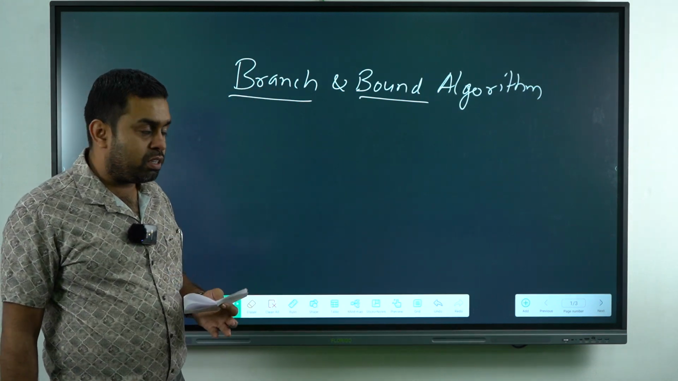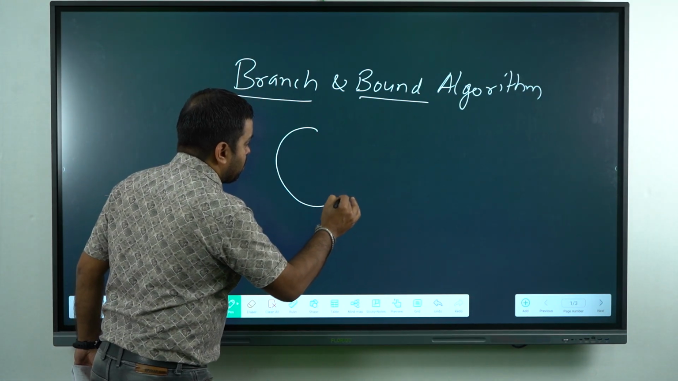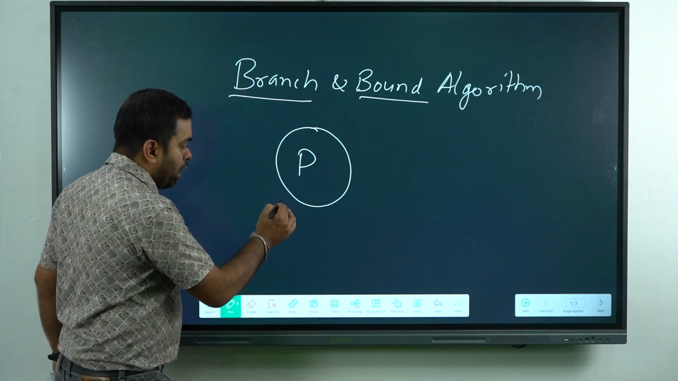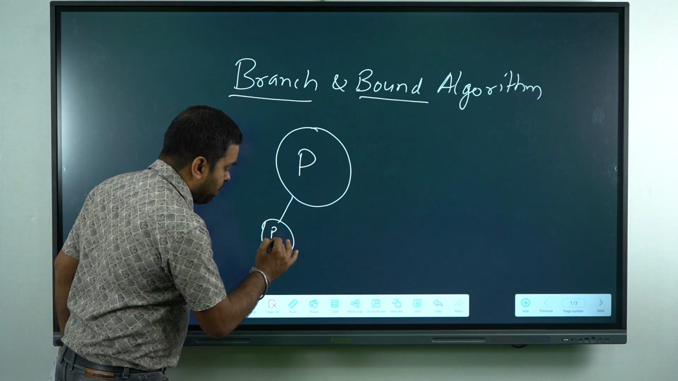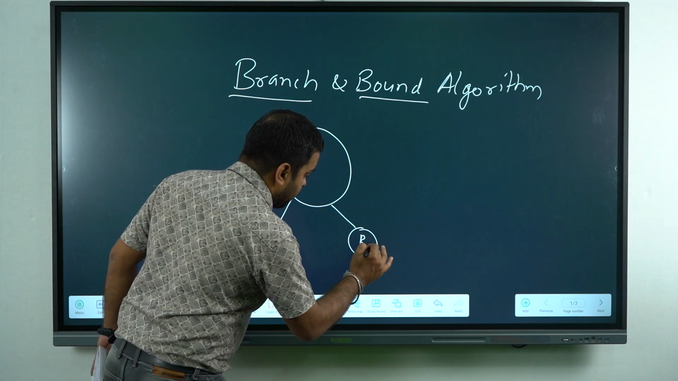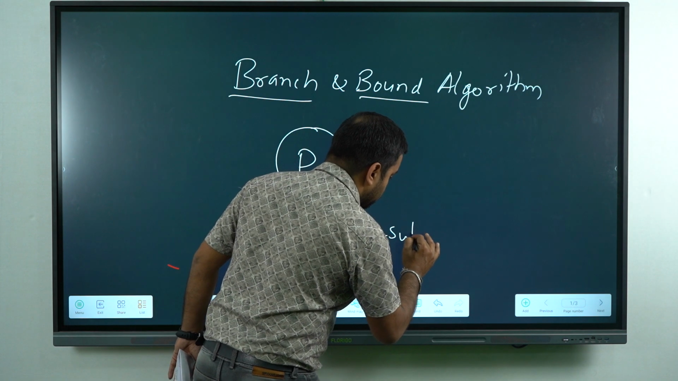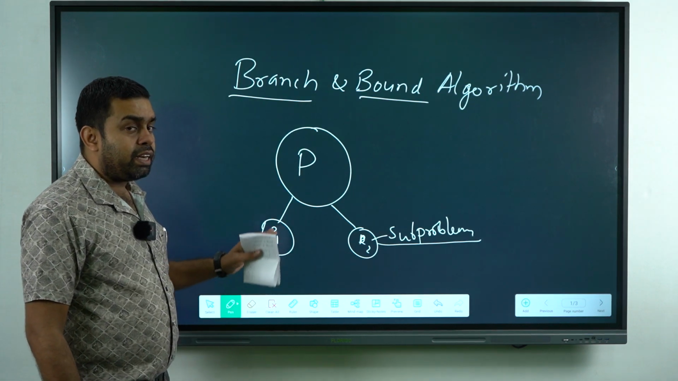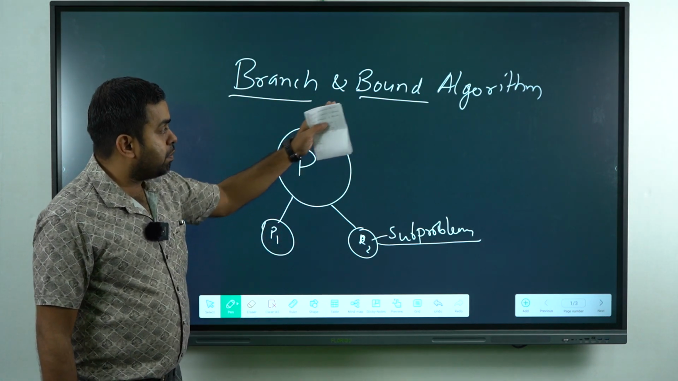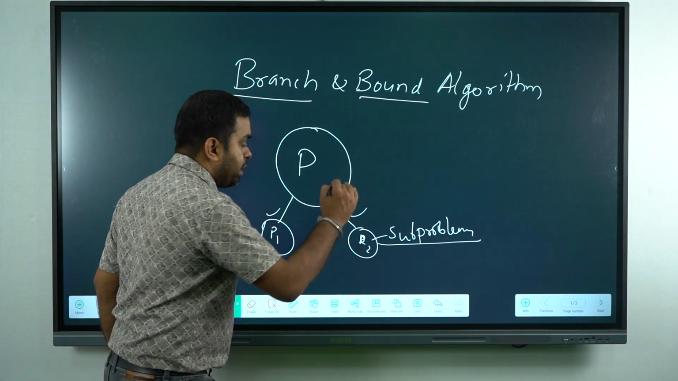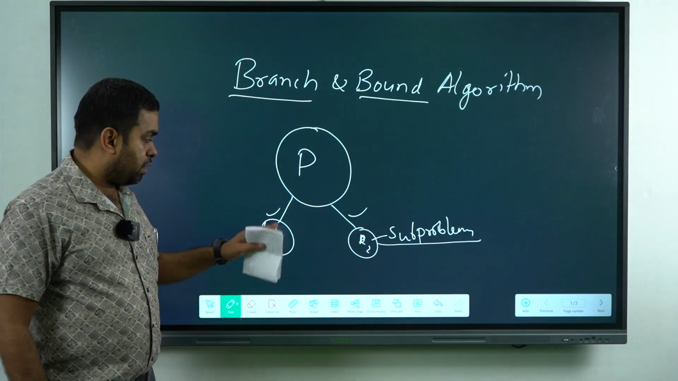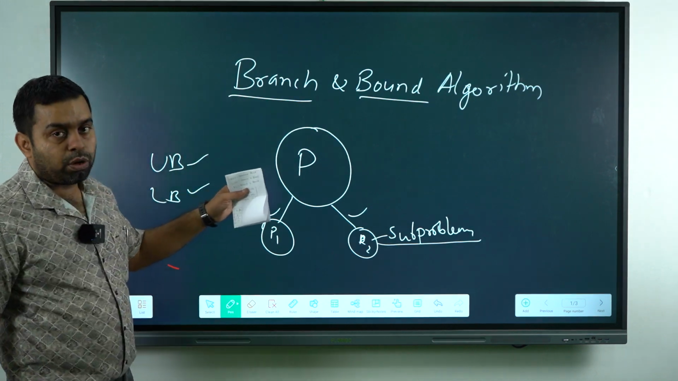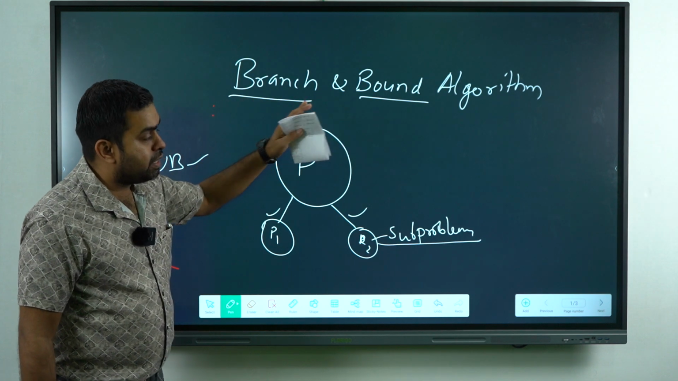Previously, as we discussed, if we have a big problem P, then for solving it efficiently, we divide it into problems P1 and P2. These are sub-problems. This we do in the divide and conquer technique. But in the branch and bound technique, when we branch or divide, some conditions or bounds are there. These are upper bounds and lower bounds which we require to solve a particular problem. That's why it is called a branch and bound algorithm.